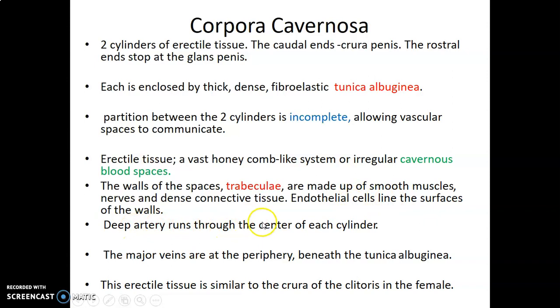Now, we have deep arteries that are running at the center of each of the corpora cavernosa. And we also have major veins at the periphery beneath the tunica albuginea. So this erectile tissue is similar to the erectile tissue of the clitoris of the females.